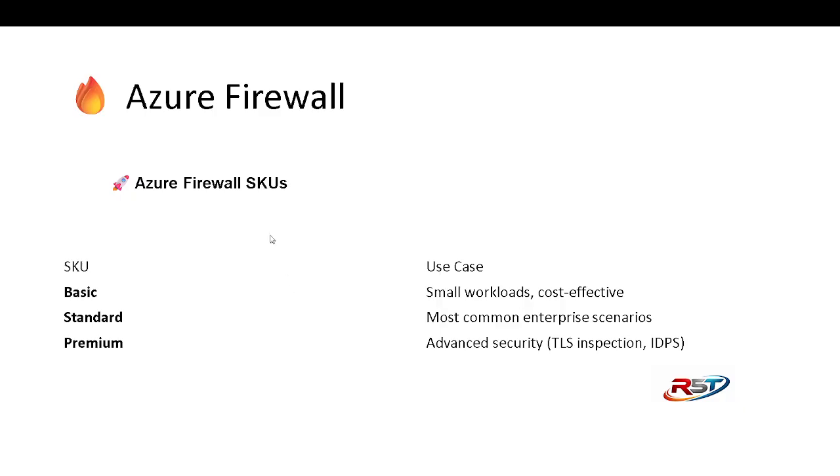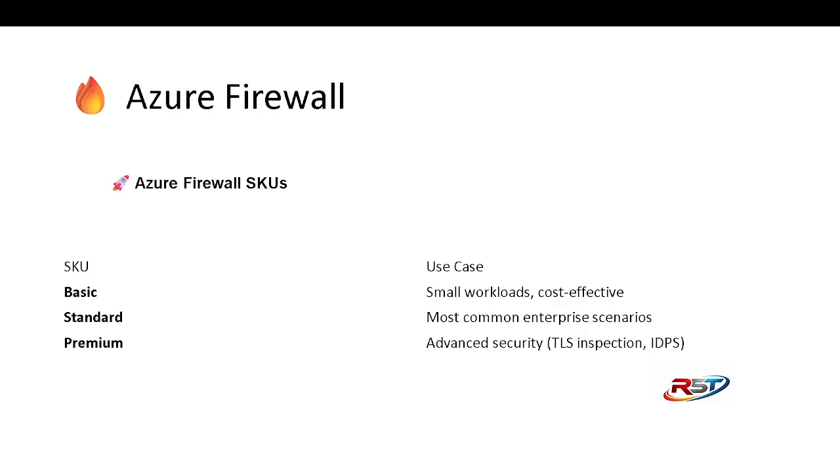Azure Firewall SKUs. In the cloud environment, we call them stock keeping units, SKUs. In every object we can find SKUs, in storage, in VMs. These are stock keeping units. Different versions are available in all the objects like storage, network, and now firewall as well.